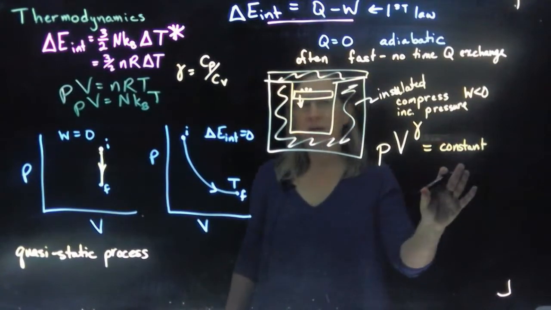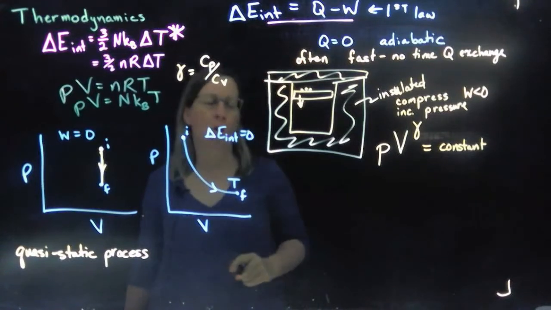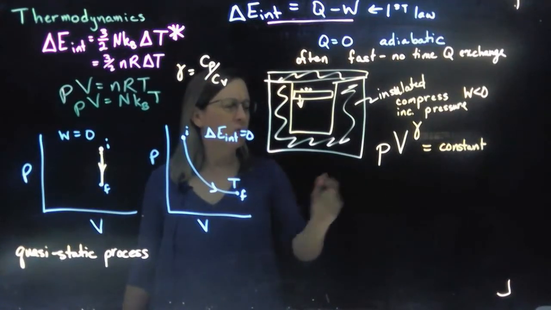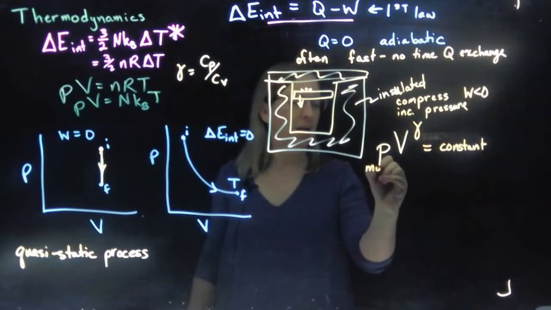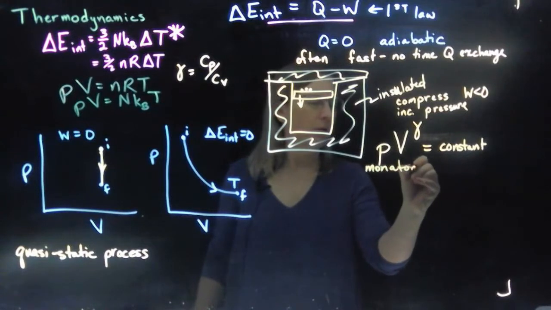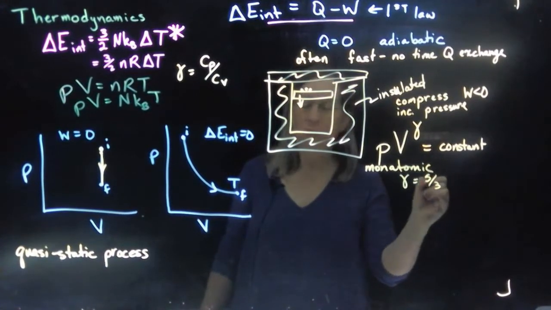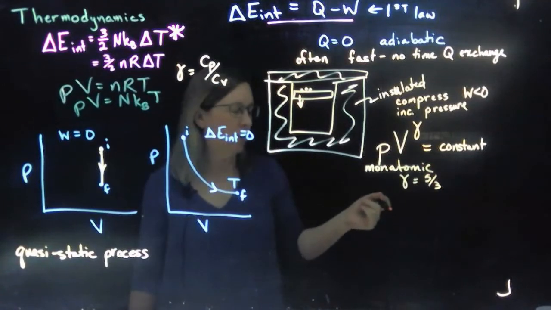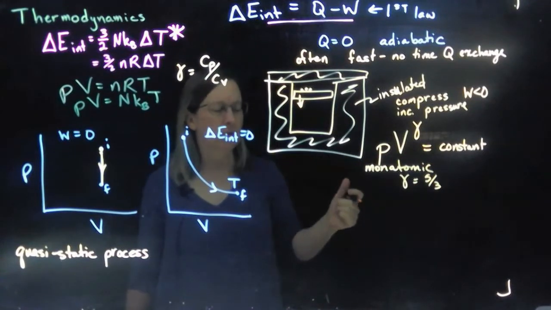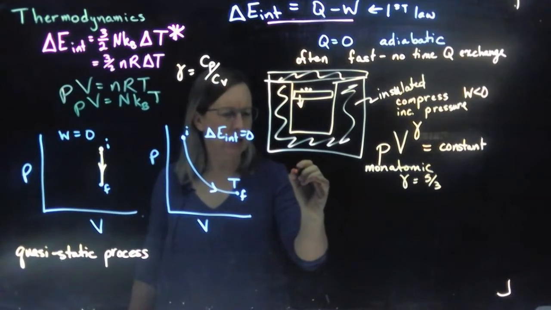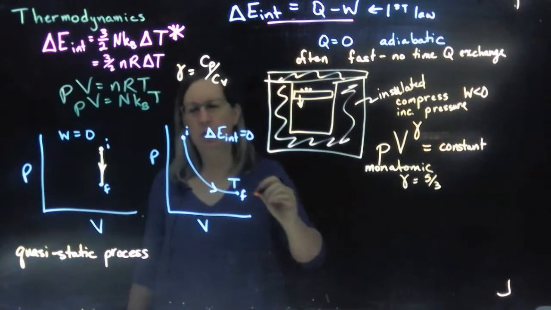What that constant is depends on where you are on the PV diagram. So for a monatomic gas, gamma is equal to 5/3, right? 1 2/3, so about 1.67. And so what this looks like is on a similar diagram over here.